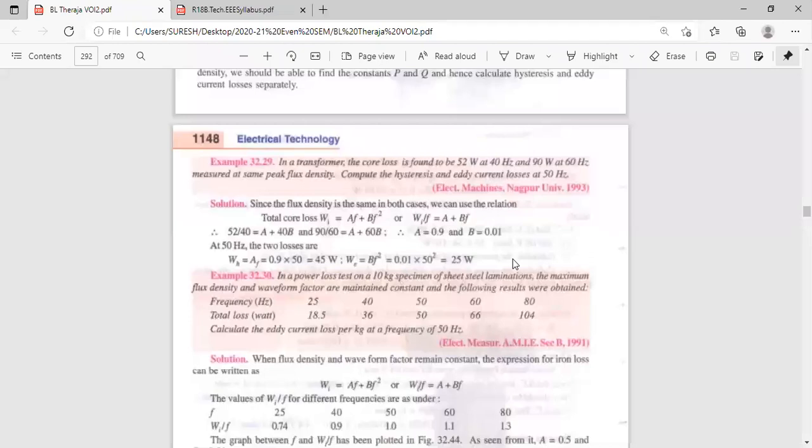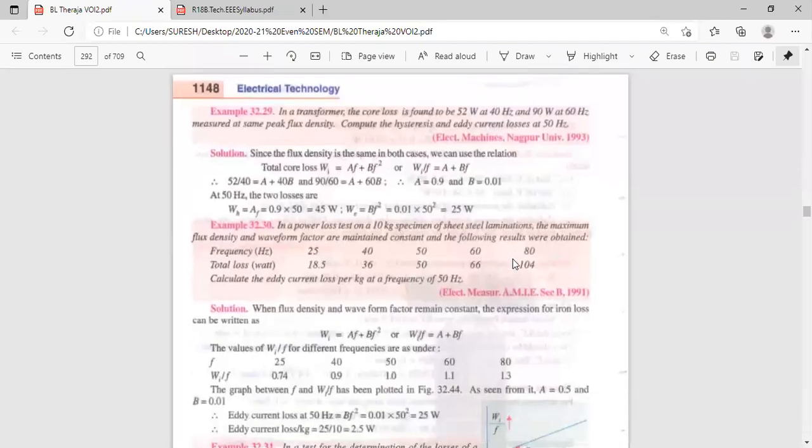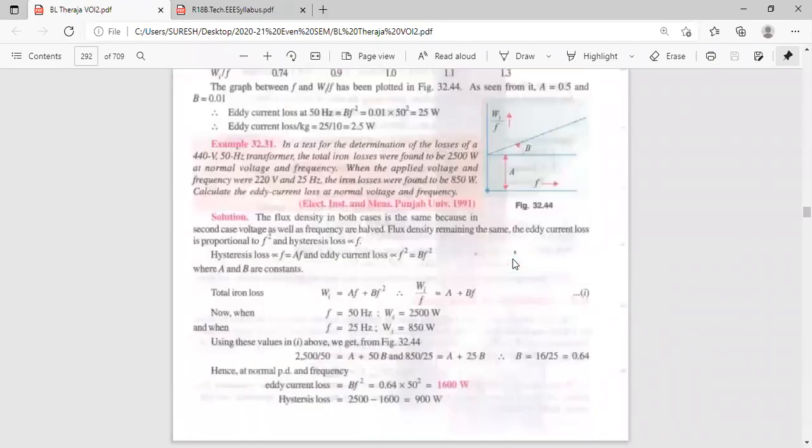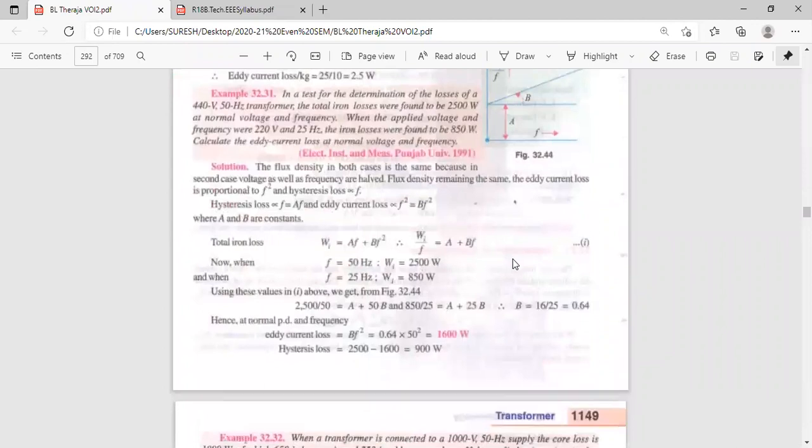Okay, completed? Yes, sir. Then go to the next problem. See here. Take this problem. In a test for determination of losses of a 440 volt 50 Hertz transformer, write down this problem. Afterwards, I'll explain.